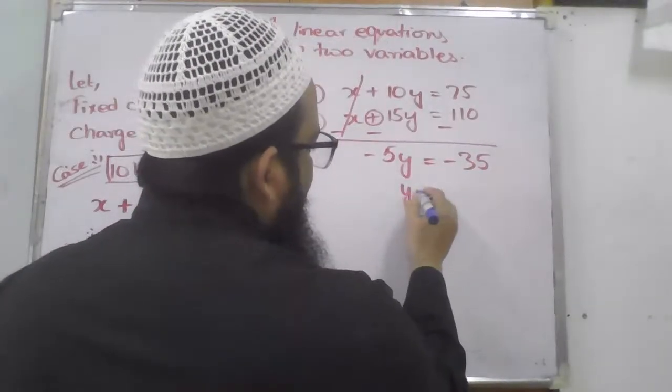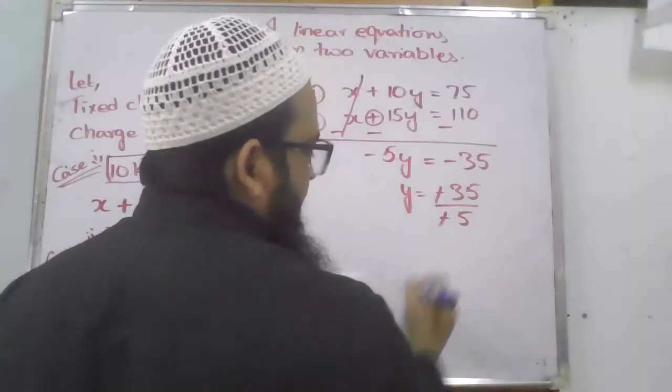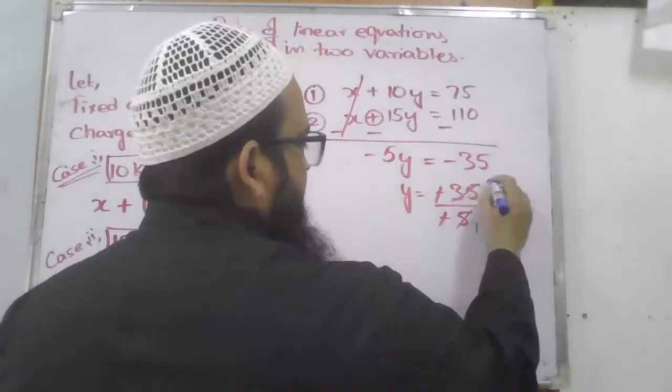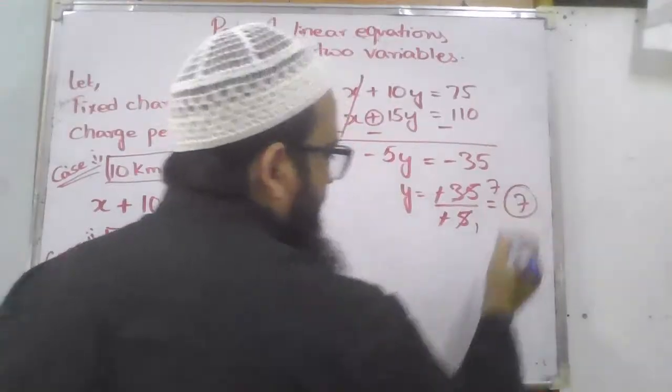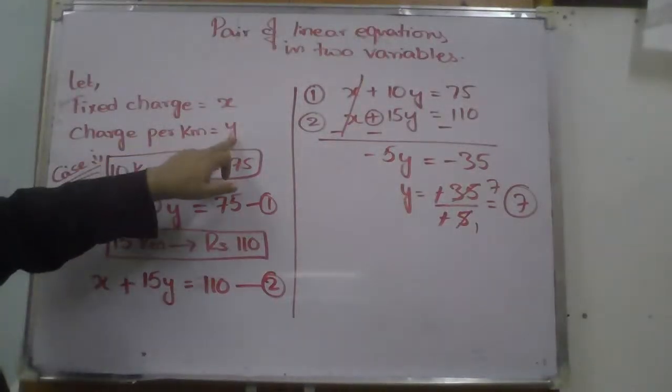So therefore y is equal to minus 35 divided by minus 5. Minus and minus gets cancelled. 5 how many times? 7 times. So y is equal to 7. What is y? Charge per kilometer is equal to 7.